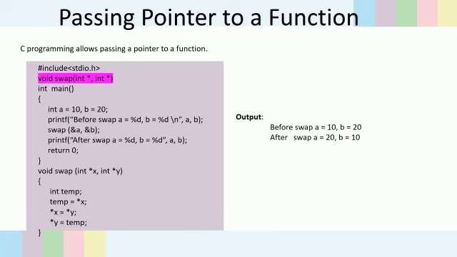In the next line, the swap function is called with the address of a and address of b as the arguments. Inside the swap function, a temporary variable is used to swap the two values, and after the swap function, the value of a becomes 20 and the value of b becomes 10 because the changes made inside the swap function are permanent.